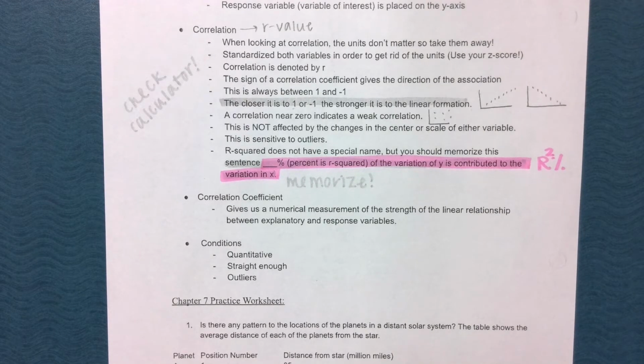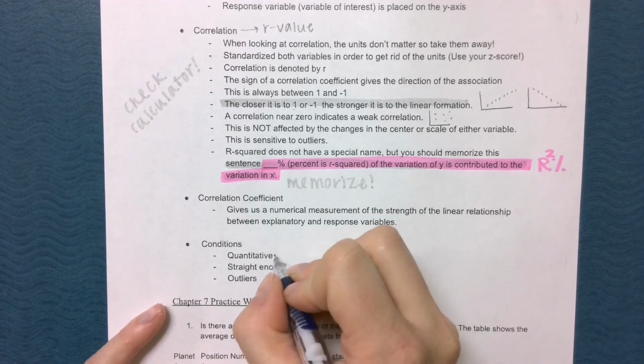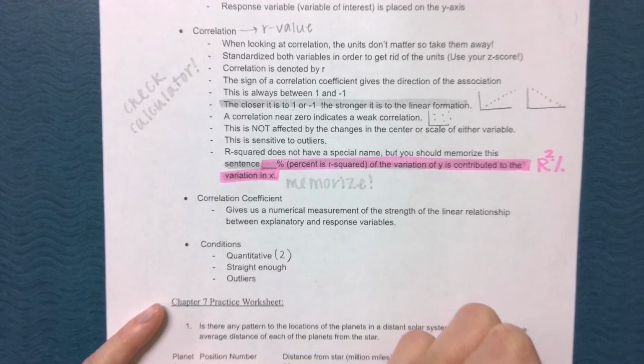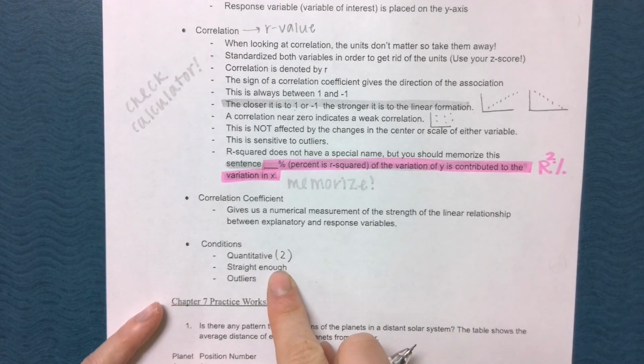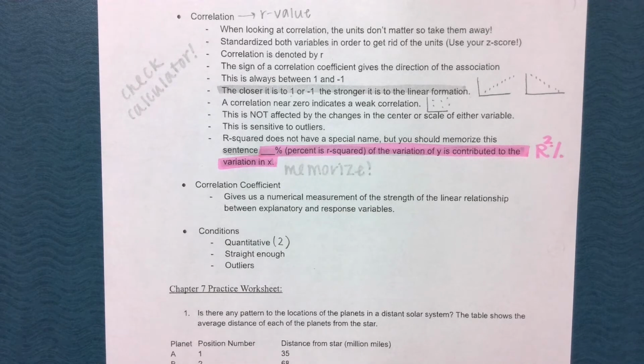Okay, the only conditions that we have for our scatter plots: just make sure that your data is quantitative, and you want to make sure that you have 2 quantitative variables. Make sure your data is straight enough, and you want to make sure there are no outliers. If you have curved data, it doesn't make sense to make a line of best fit, so make sure that you're checking for a straight enough scatter plot.